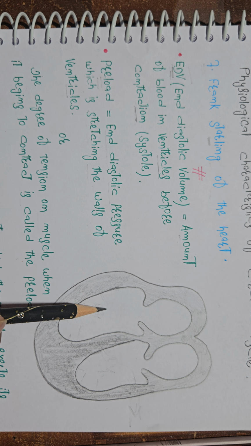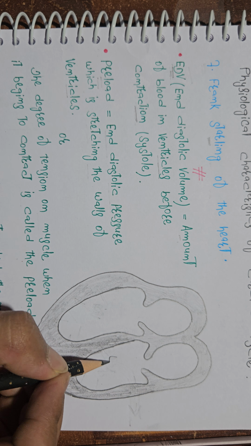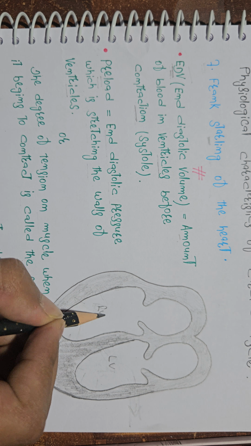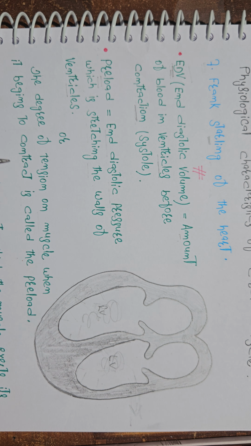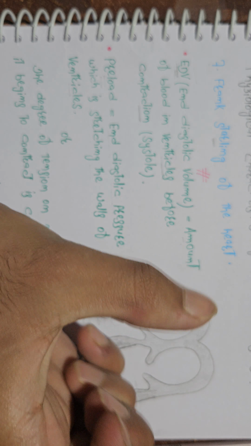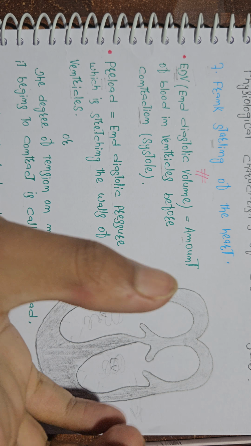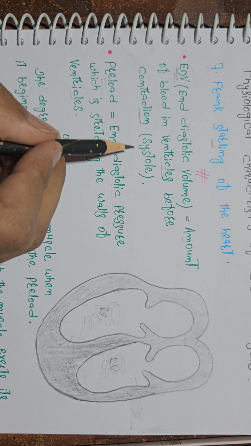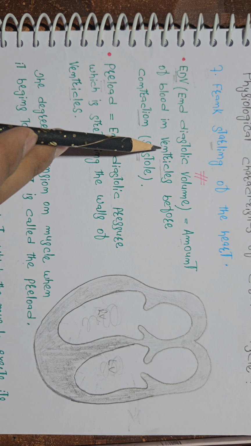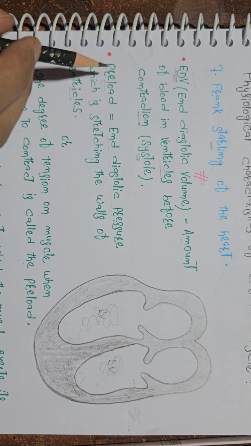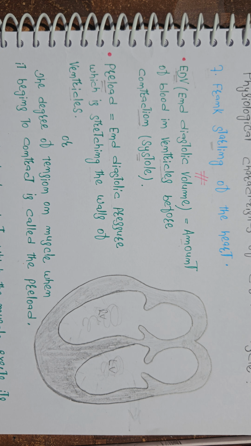Clearly, this is the diagram of the heart. This is the left ventricle and this is the right ventricle. So the amount of blood in the ventricles before contraction, before the ventricles contract or systole, is called end diastolic volume. So, the amount of blood in ventricles before contraction. The second term we have here is the preload.